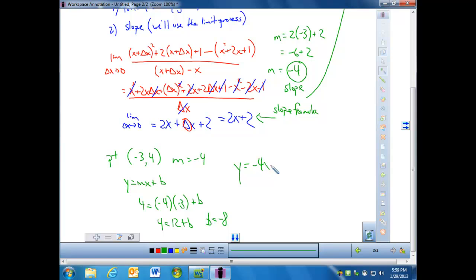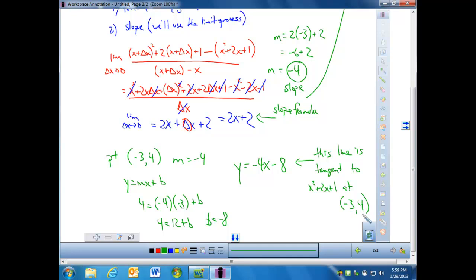What does that really mean? What are we looking at right now? That is the equation of the line that is tangent to x squared plus 2x plus 1 at -3, 4. You could actually graph the function and graph this line right here, and you would see that they are tangent to each other at -3, 4.